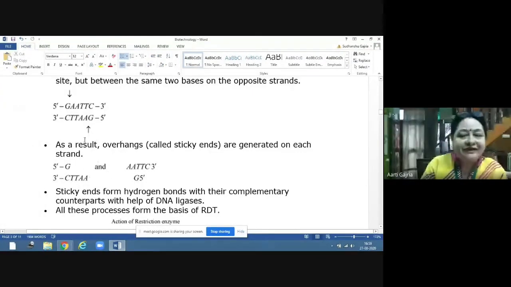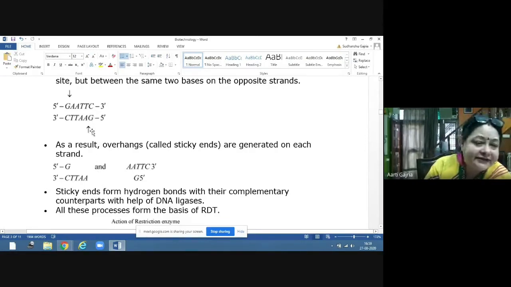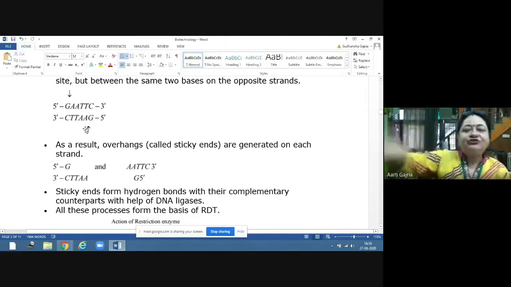Now what happens? Suppose we have one restriction enzyme whose recognition site is between G and A. So it will cut here and separate G from AATTC, and the same enzyme will cut this strand from here and separate CTTAA from G.